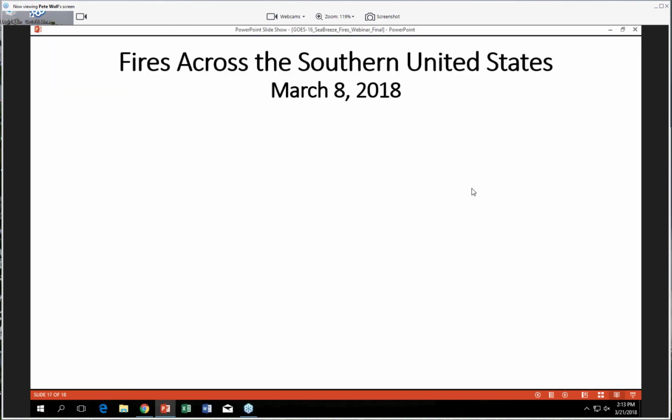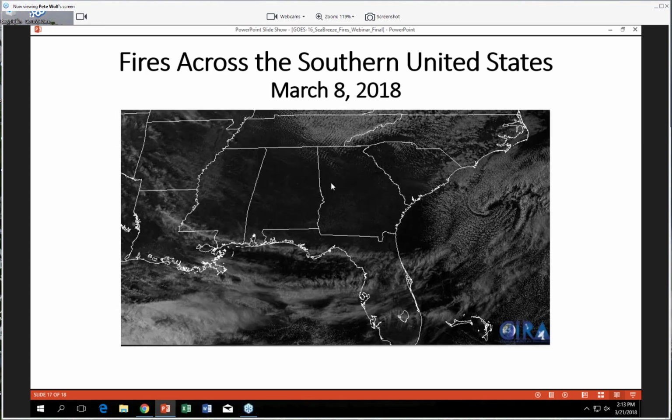So I'm going to show one other case, which is five days later. We had more fires. Again, I'm going to show you band 2, the higher resolution visible image. See if you see any smoke plumes.